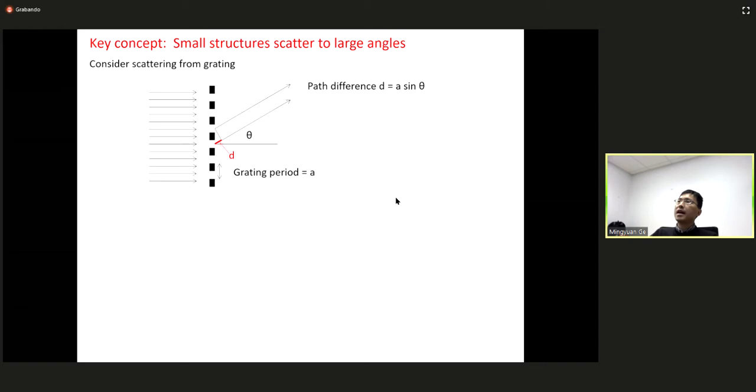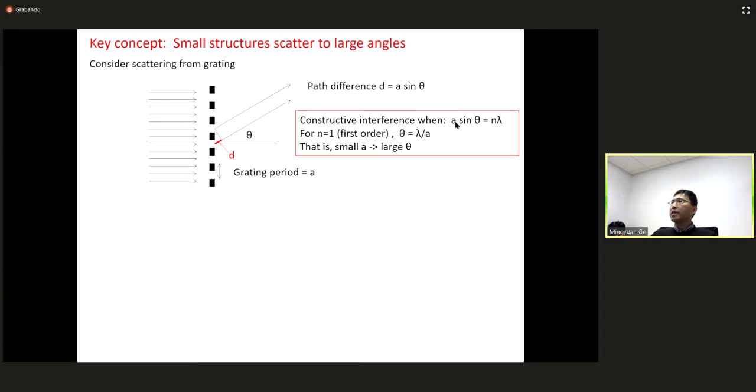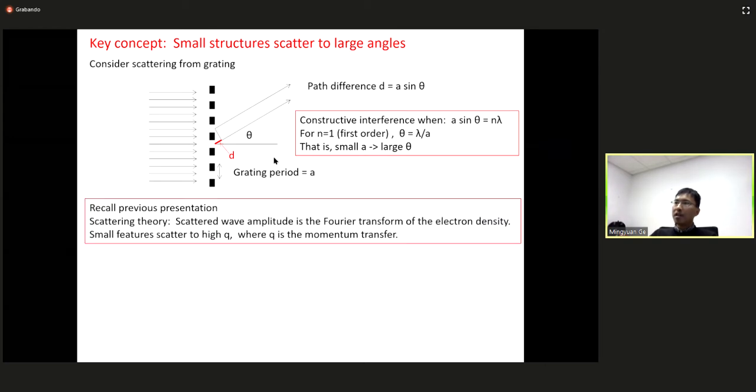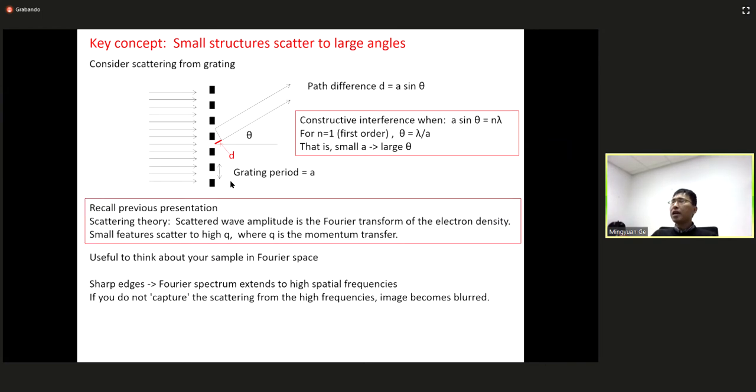Another concept is that a small object will scatter photons to a large angle. It's very similar to the Bragg's law we have learned. If you look at the formula of Bragg's law, a sin theta equals n lambda, where a is the periodicity. For a small periodic structure, like a small object, a small a, we get a very large sin theta because n lambda is a constant. So small objects get large angles. This gives us the concept that we need to collect the signal at a large angle, otherwise the small object will be blurred and we cannot see it from the image.